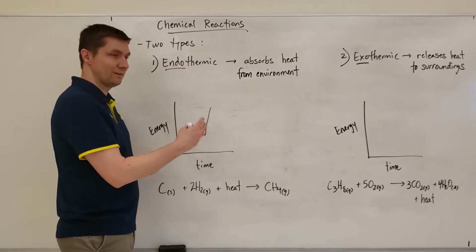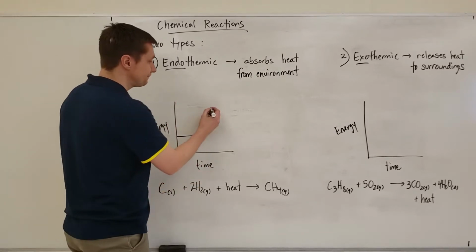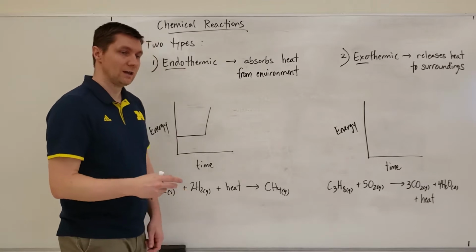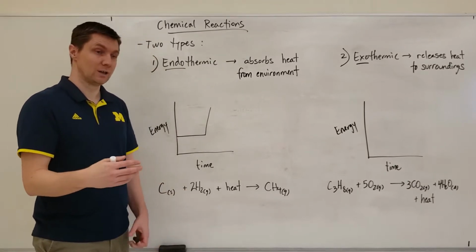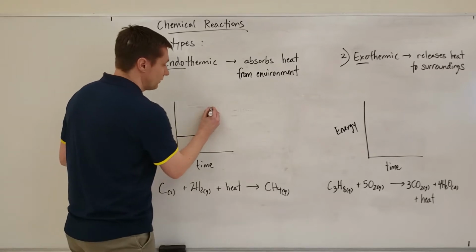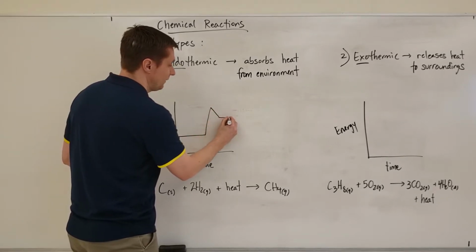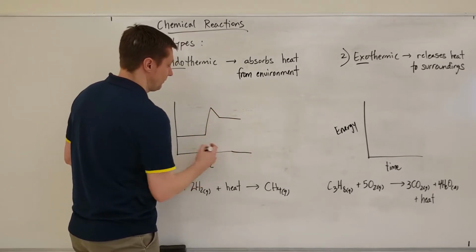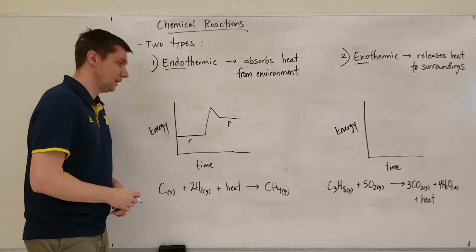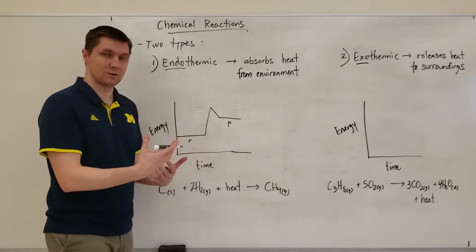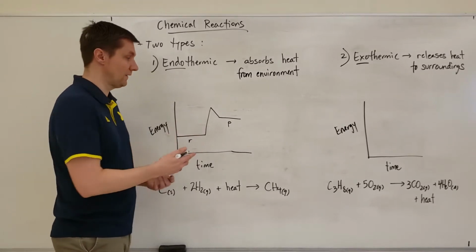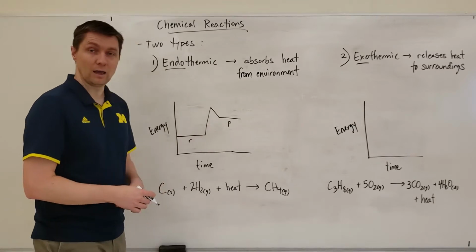Then once I have enough energy put into the reaction, and I start to form the bonds of the products, anytime that I form bonds, that's going to release energy. And so I form the bonds of methane, and then I have my products there. So my reactants and my products. And so you can see the net amount of energy for this reaction is energy in, or energy absorbed. And that's what makes this reaction endothermic.